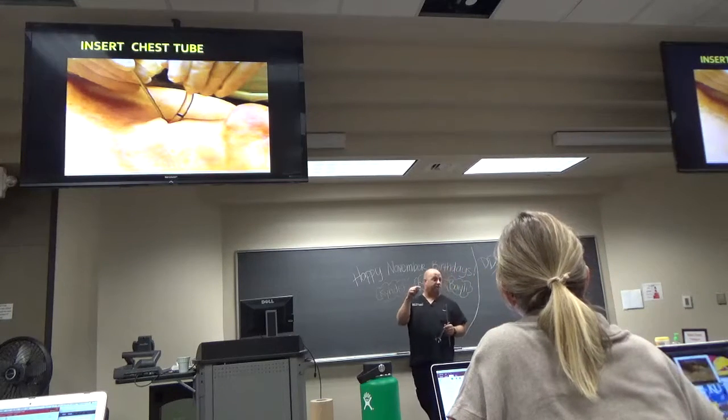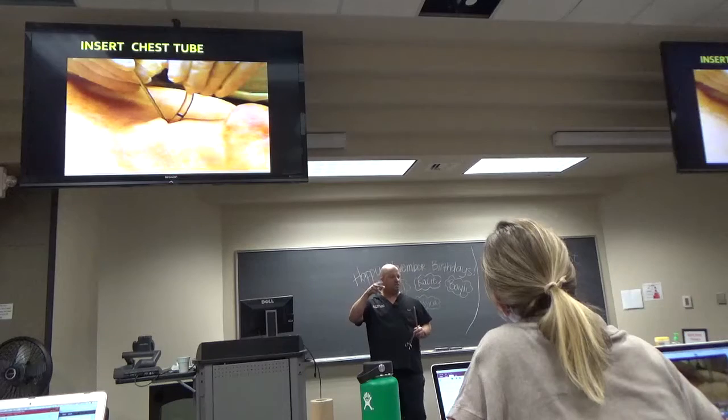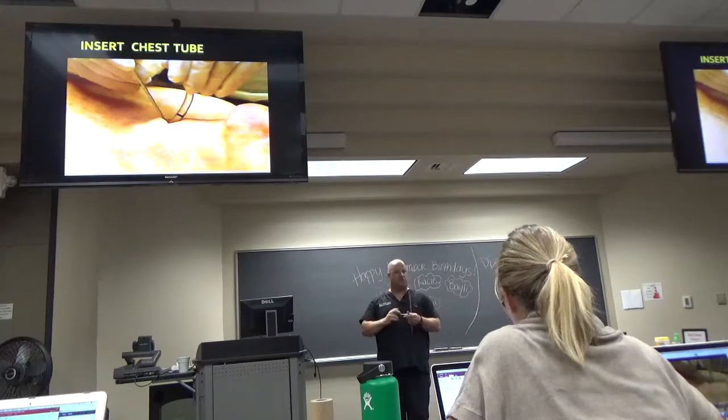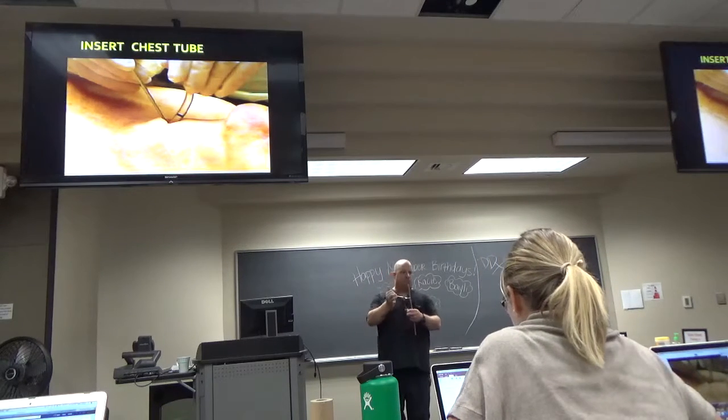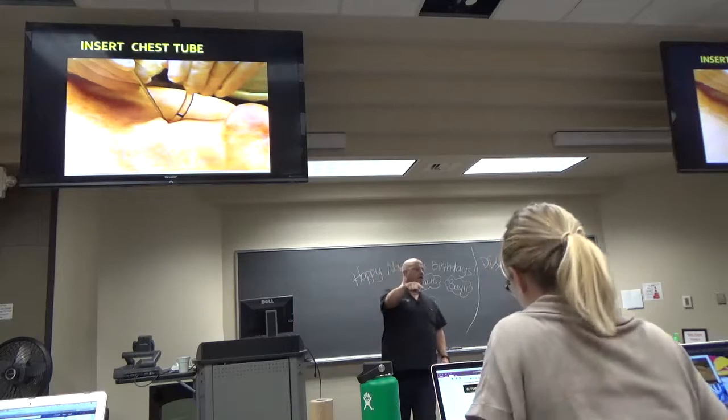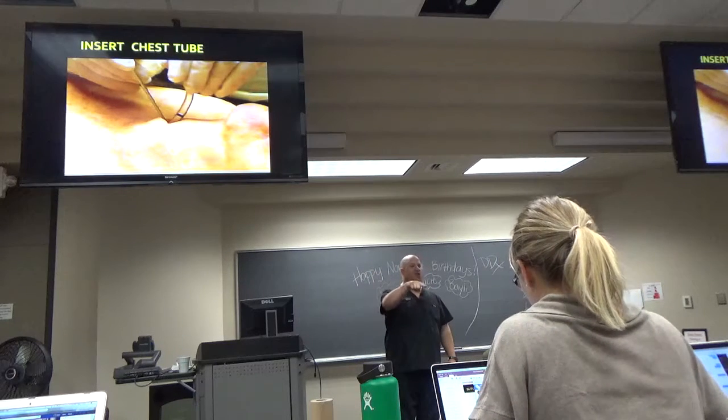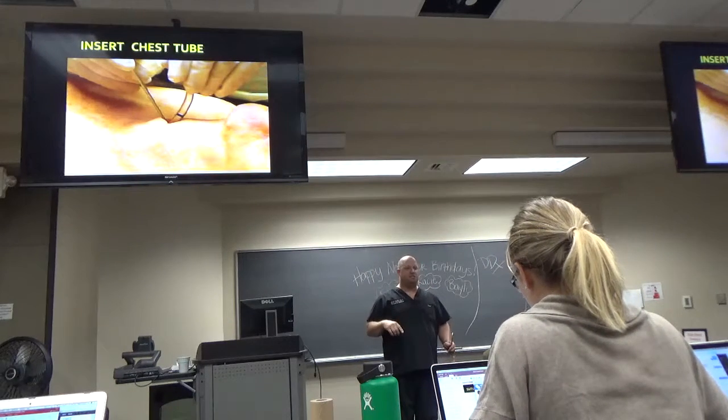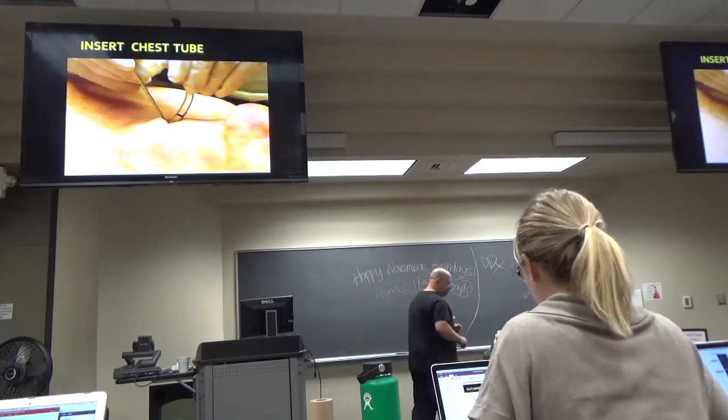Okay, we've talked about it. We numbed them up. We made our skin incision. We dissected down. We used our curved Kellys. We made a hole. We opened up. We pulled it back. We stuck our finger in and pushed the lung away from the chest wall, right? Next thing we're going to do is put in our chest tube.